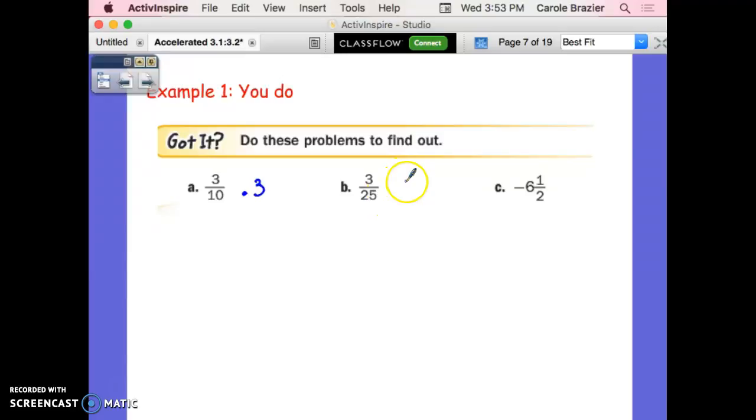If I took this times 4, I would have gotten 12, so 0.12. And -6.5 should have been -6.5.